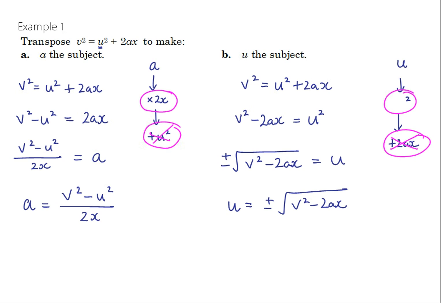Depending on your problem, there might be reasons why u can't be a negative value, and so you might be able to say u equals positive square root of v squared minus 2ax, since u has to be greater than 0, or whatever the reason might be in your problem. But in general, taking a square root always will result in a positive or a negative result, and you need to acknowledge both.